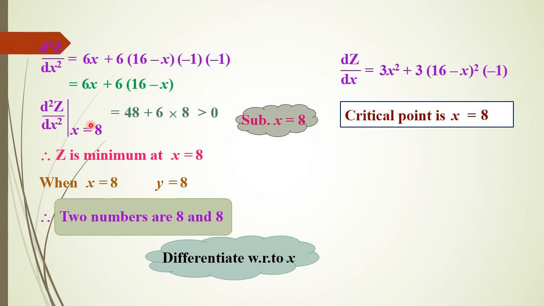So the function is minimized. You have proved here it is minimum, because after finding the second derivative of the function and substituting x equal to 8, it became greater than 0, so it is minimum at x equal to 8. So the first number is 8 and the second number is also 8, because x plus y equals 16. With x equal to 8, y equals 16 minus 8, again 8. Therefore the values of x and y are both 8. This is the answer for this question.